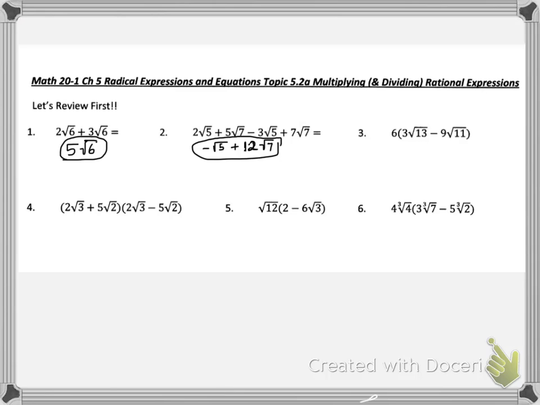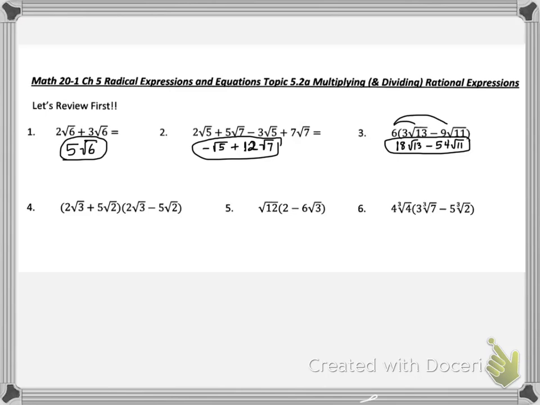Third example, we'll start doing a little bit of multiplication. 6 times 3 times root 13, we're going to multiply the whole numbers together. 6 times 3 is 18 times just the root 13 follows behind. In our next part, 6 times 9 would be negative 54 root 11.